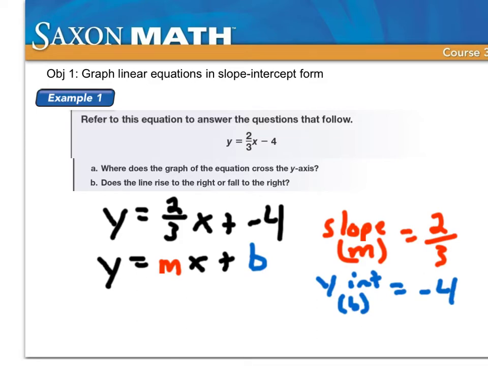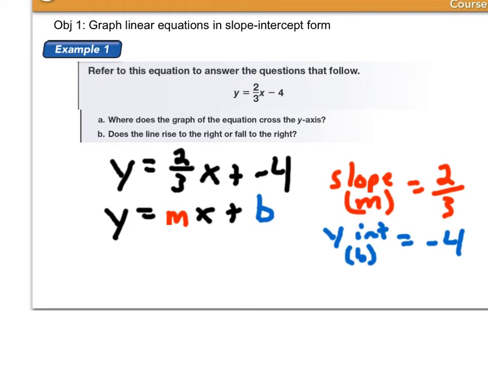So just from this line, I've got two key pieces of information. For part A, it says where does the graph of the equation cross the y-axis? Okay, and that is at negative 4. So when I write that as an ordered pair, remember ordered pairs are always x's and y's. So if it crosses the y-axis, the x has to be 0, and the y value is negative 4. So that's my ordered pair.